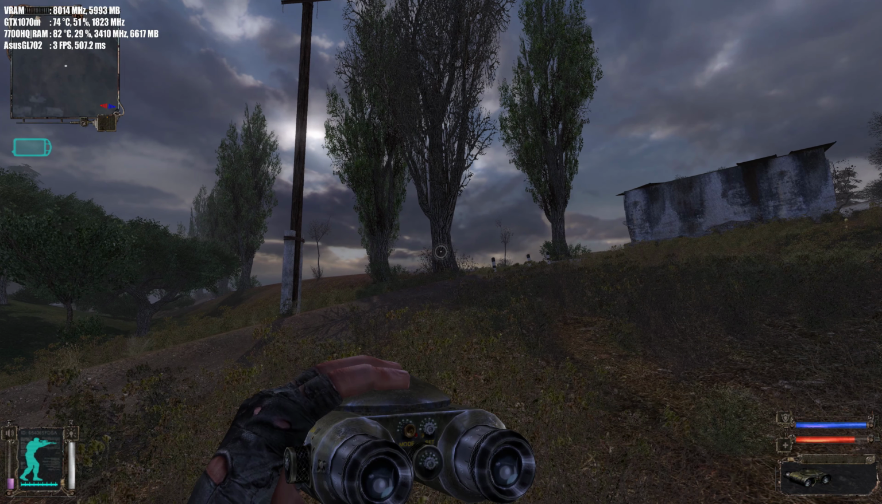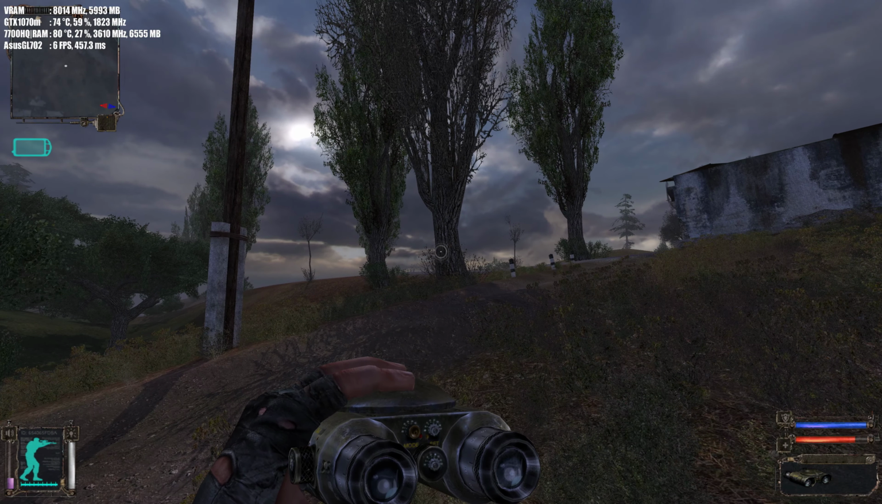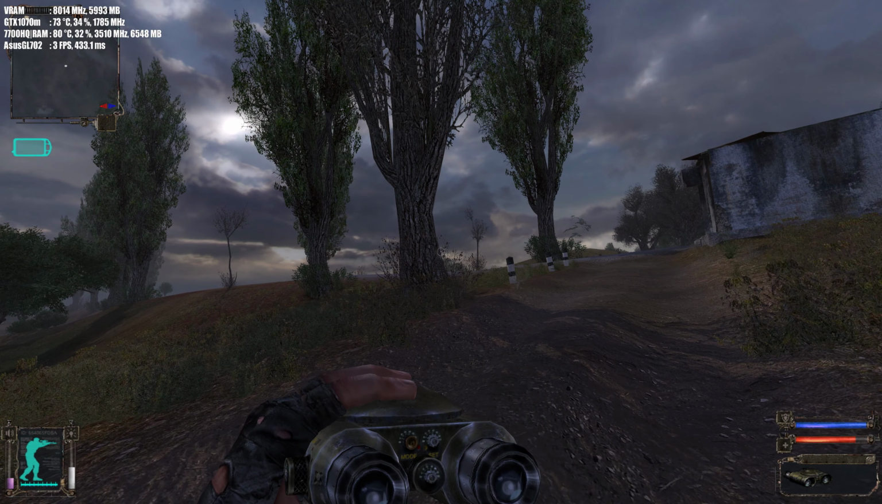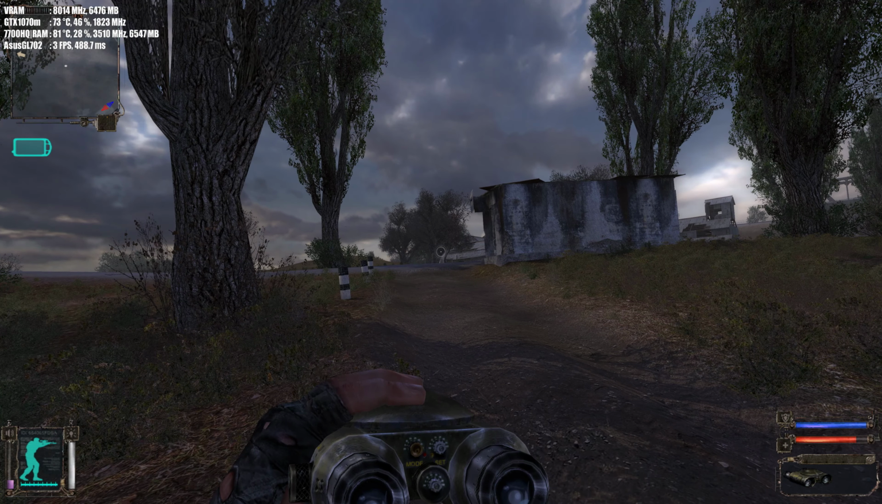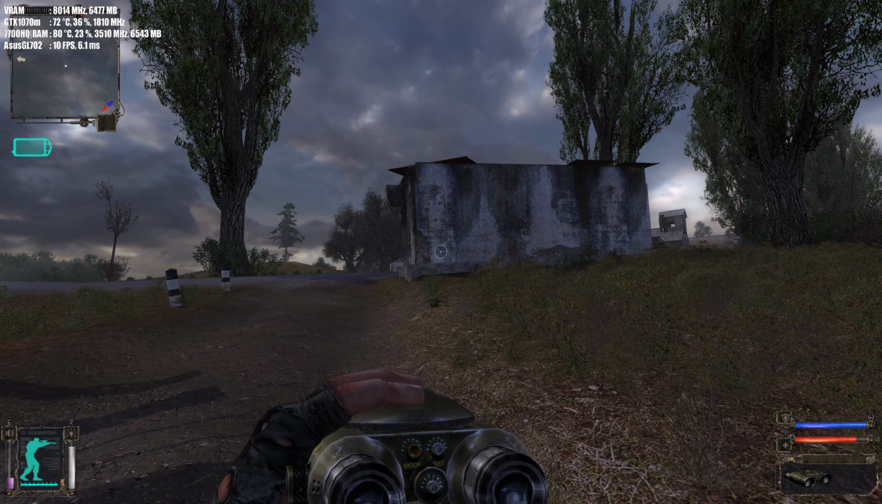Higher FPS, as you can see. Okay, so that means that we offloaded some data from the system RAM and right now it's storing it properly into the VRAM. But again, it's dropping a lot. It's dropping a lot, but the visuals are incredible.